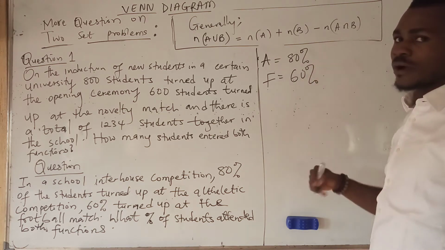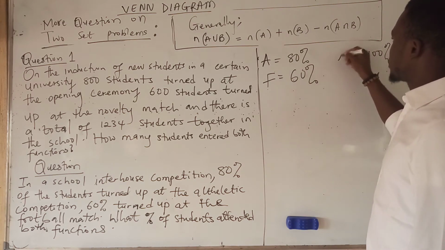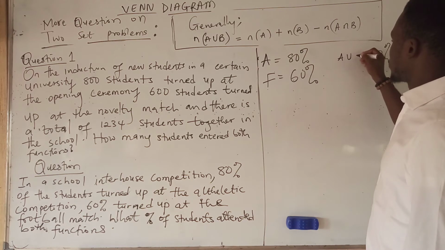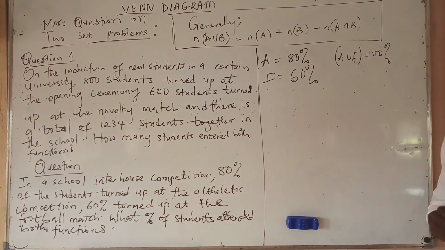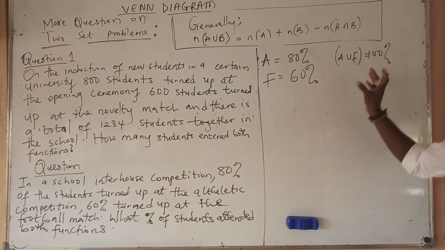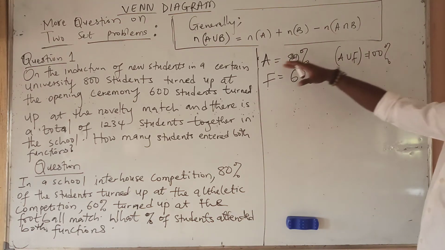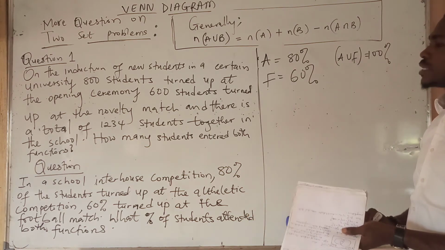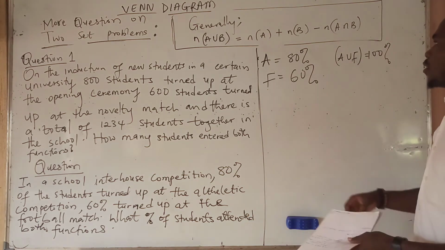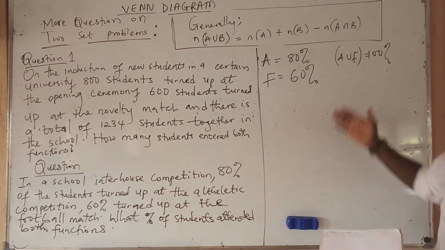That means the overall will be 100%. So A union F will be equal to 100%. That is in percentage. So the overall should be 100%, although they did not give it to us in the question. But since we are expressing the athletic competition and the football match in percentage, that means the overall should be 100%, that is everyone who attended.